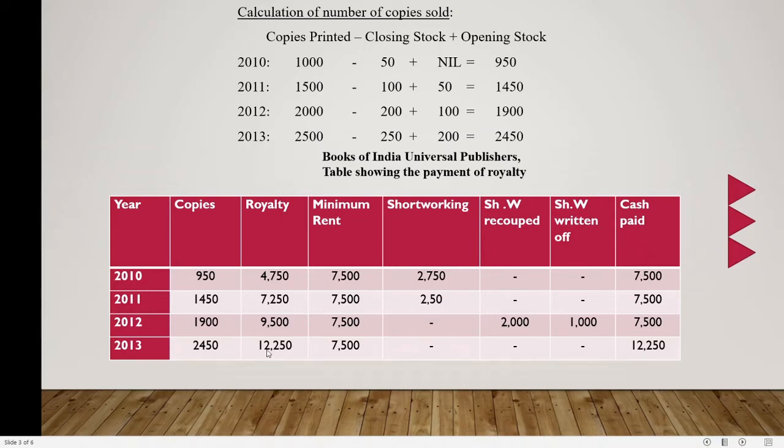Next, royalty 12250, minimum rent 7500 is there, so whichever is more we have to take here. So 12250 is more, so 12250.